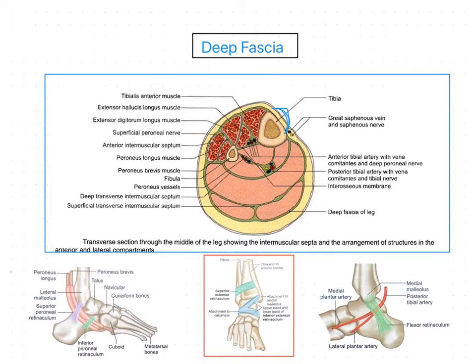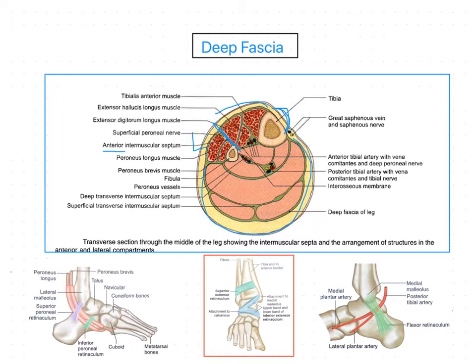Here you can find this one is the anterior intermuscular septum as well as the posterior intermuscular septum, and the posterior border of the fibula. So they divide the leg into three compartments: the anterior compartment, the lateral compartment, and the posterior compartment. So the entire thing here is the posterior compartment.